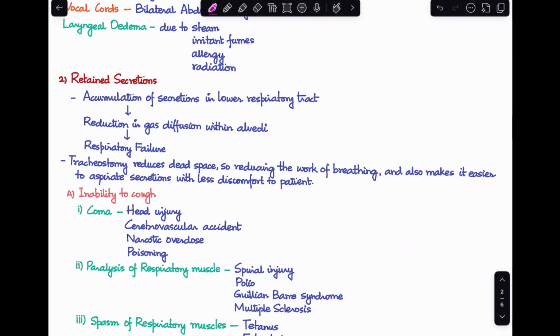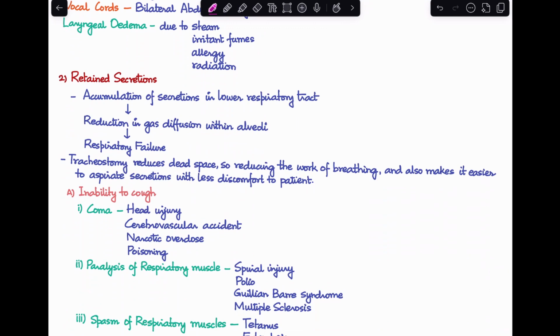Now, whenever there is accumulation of secretions occurring in the lower respiratory tract, that leads to a reduction in the gas diffusion within the alveoli, as a result of which the person ends up in respiratory failure. Now, how does tracheostomy help here? As I mentioned, tracheostomy helps in reducing the dead space by about 30 to 50%. Because there is a reduction in the dead space, it reduces the amount of work required for breathing to occur. And it also makes aspirating secretions from the lower respiratory tract much easier and with less discomfort to the patient.